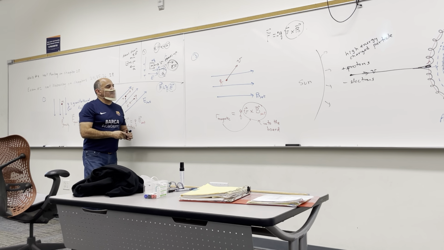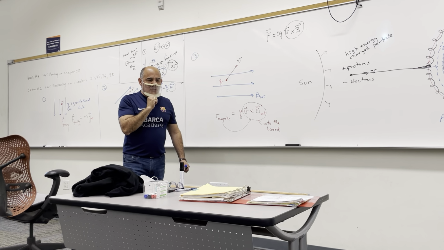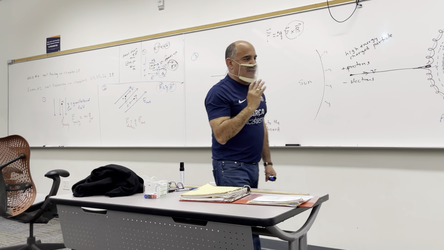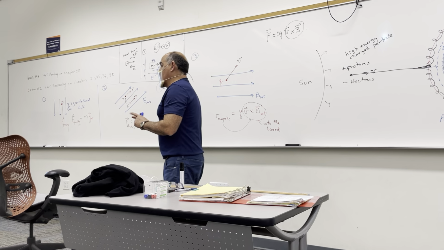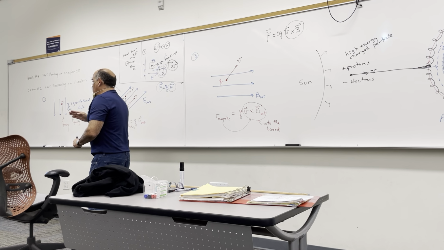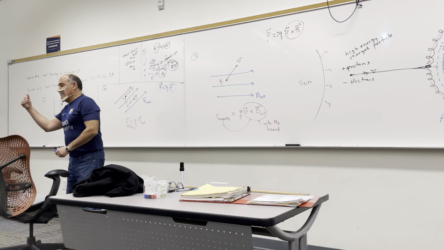So electric fields are used to speed up or slow down charged particles. Magnetic fields are not used to speed them up or slow them down. Magnetic fields are used to steer them, to make them go this way, that way.